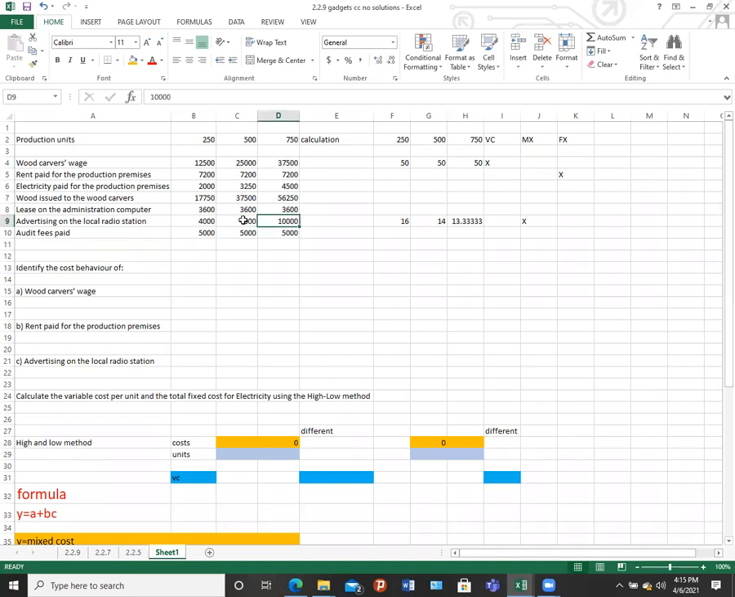If you check here, guys, even when the units change, the total changes. But here the cost per unit remains the same. But here the cost per unit doesn't remain the same. It changed. Everything here is changed. That is why we say it's a mixed cost.